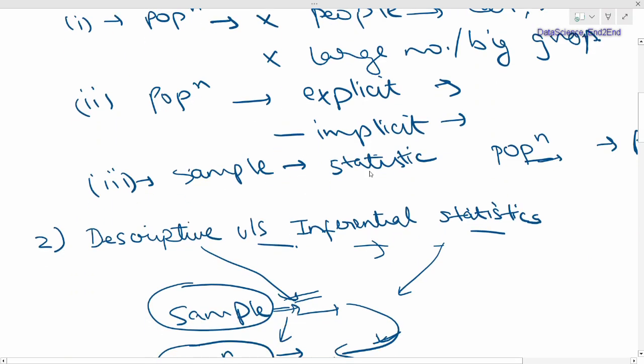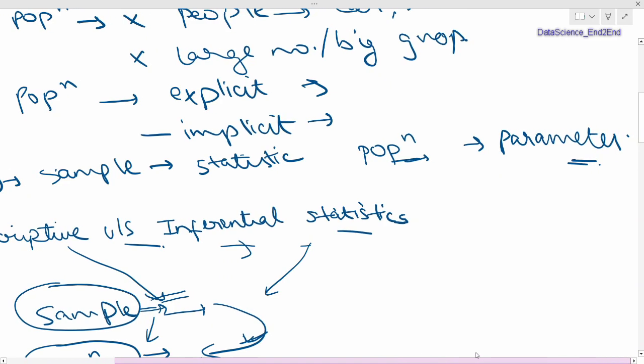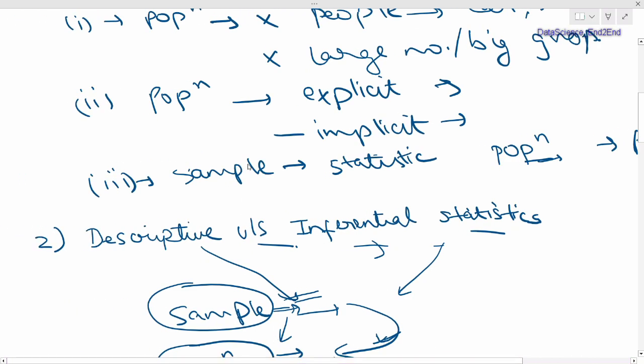If you calculate any statistic or any KPI from the sample data, then those are called statistics. While if you do the similar activity for all the items of the population, then those will be called parameters.